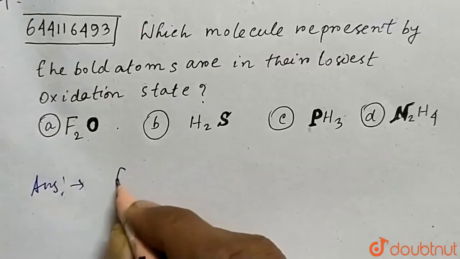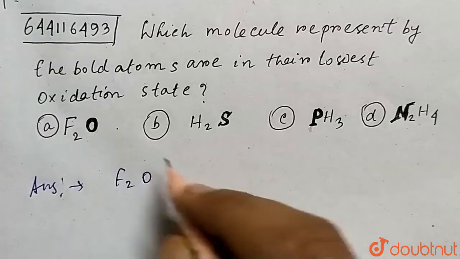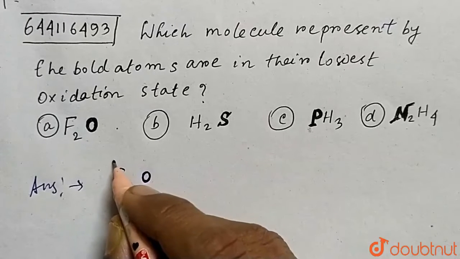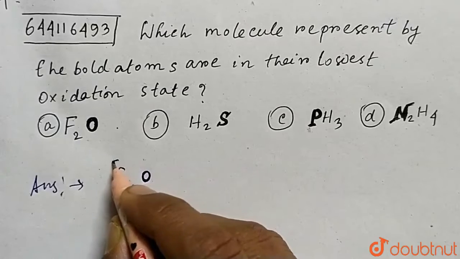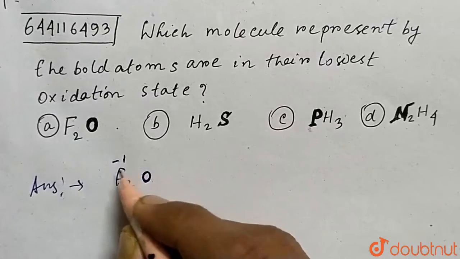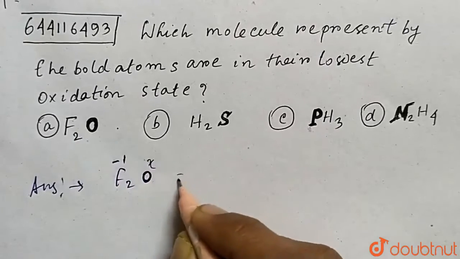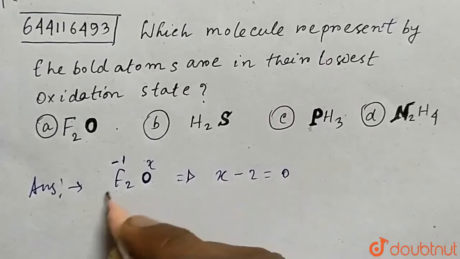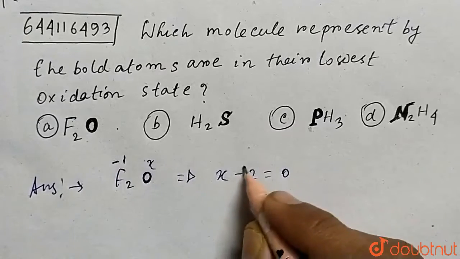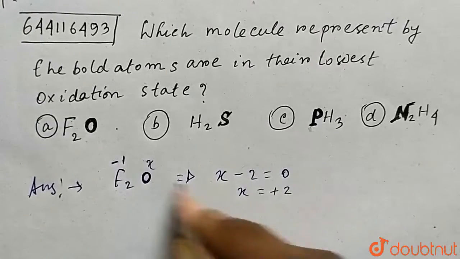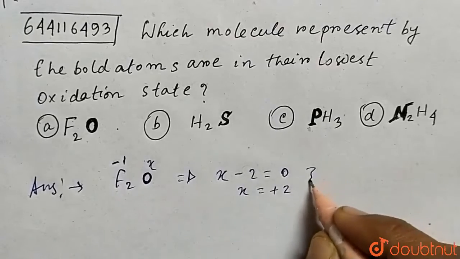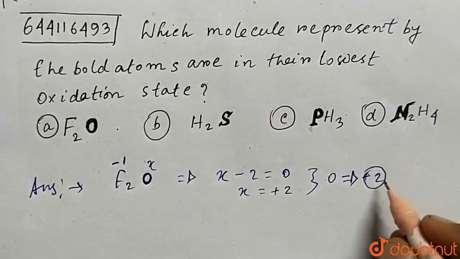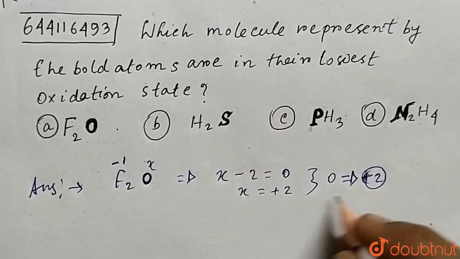So here in F2O we have oxygen, that is the bold atom. We know that in general fluorine has oxidation state -1. So here we have 2 fluorine. So if the oxidation state of oxygen is X, we can say X minus 2 equals 0, right? -1 into 2 fluorine, that's why -2. So X is equal to +2. So here oxygen is in oxidation state +2. Oxygen having oxidation state +2 is not at all the lowest oxidation state. This is the highest oxidation state, an exceptional case.